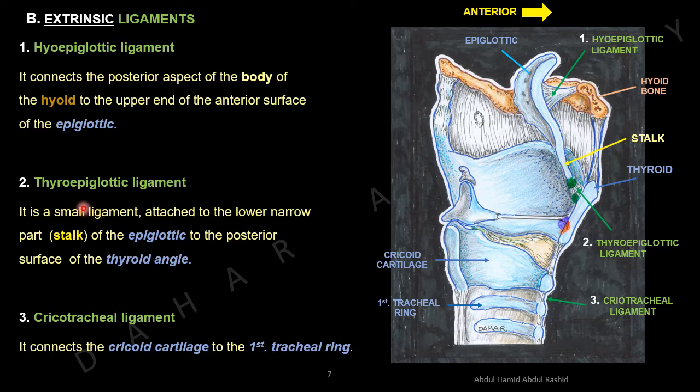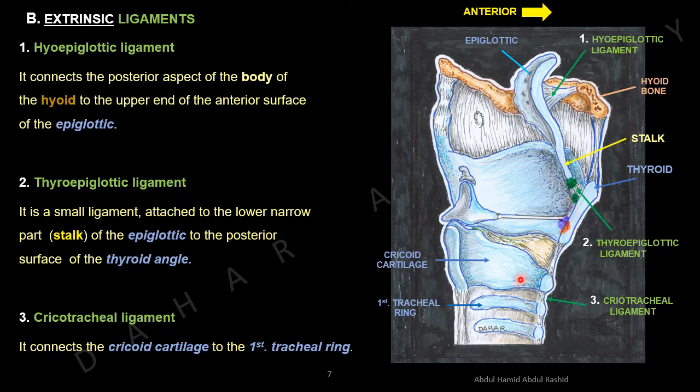Next is number 2, thyroepiglottic ligament. Very simple. The ligament is here, between the angle of the thyroid cartilage, that is the posterior surface of the thyroid cartilage, and it is attached to the lower part of the epiglottis, the narrow part, the stalk. This ligament is the thyroepiglottic ligament.